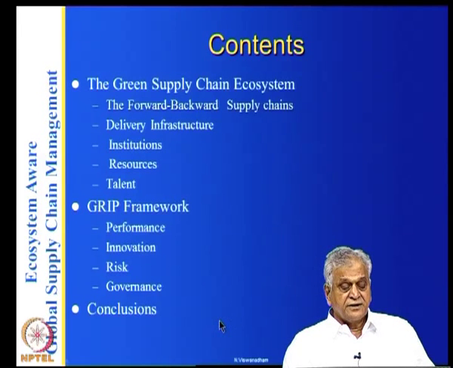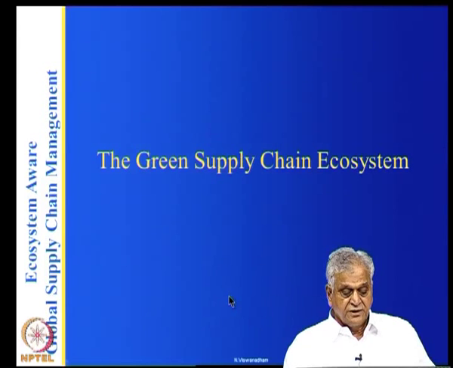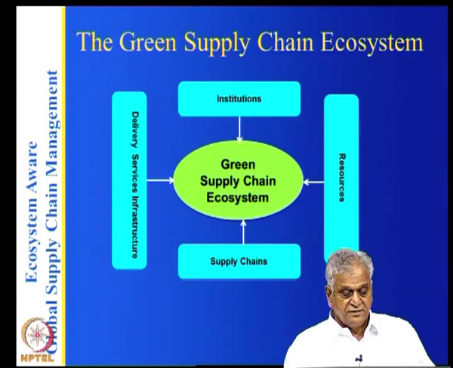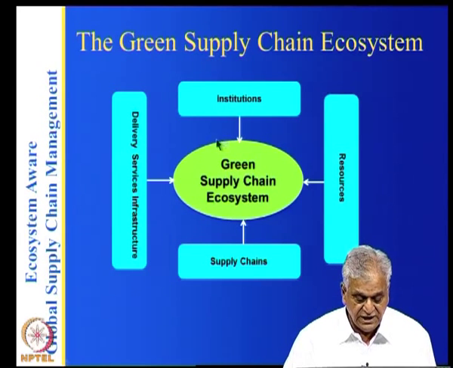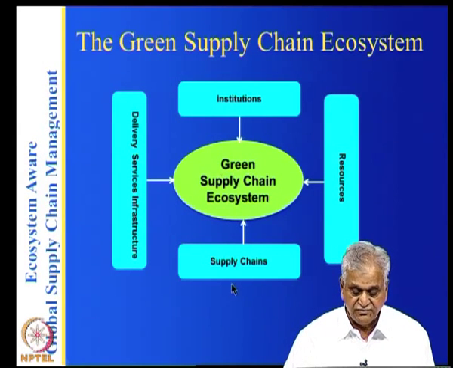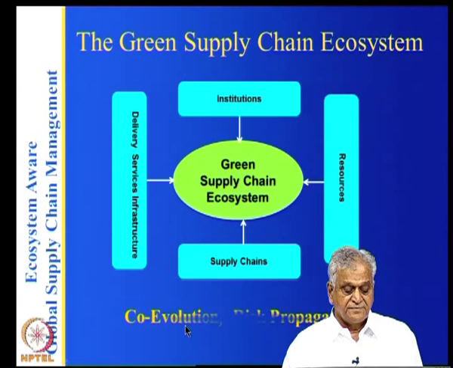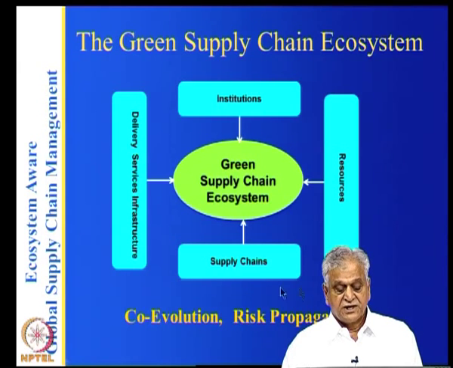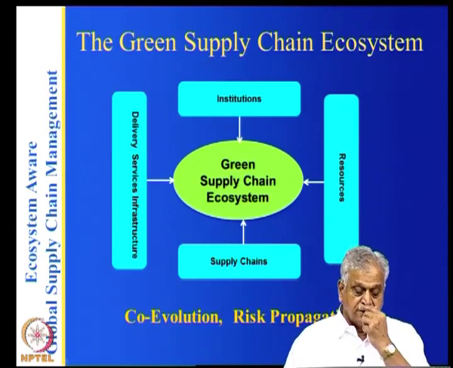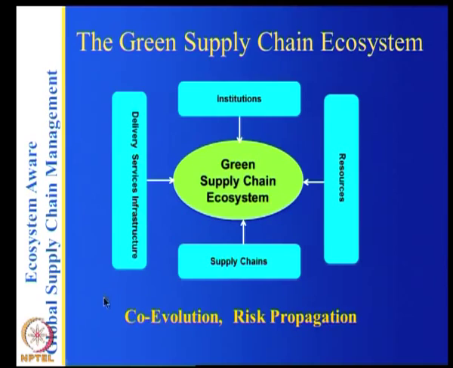So let us look at the green supply chain map now. The green supply chain ecosystem has, of course, the supply chain resources, institutions and delivery service mechanisms. Here you have innovations. We have the co-evolution of innovations as well as the risk propagation. You should understand the co-evolution.